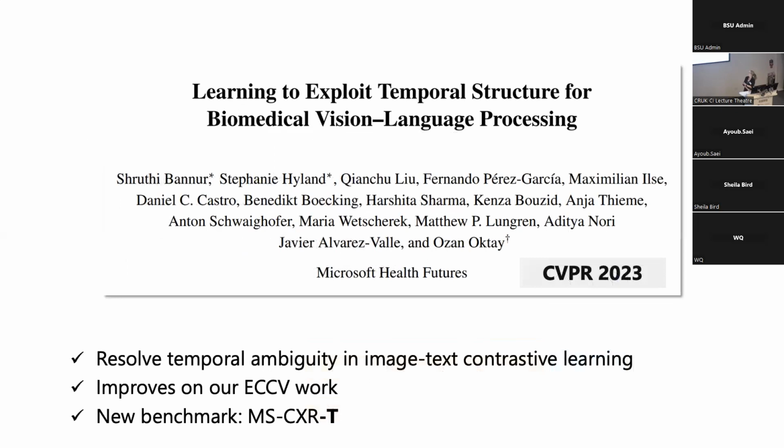So that was this paper we presented at CVPR, which is a machine learning conference, this summer, which was all about extending our previous work to account for this temporal structure in the dataset.